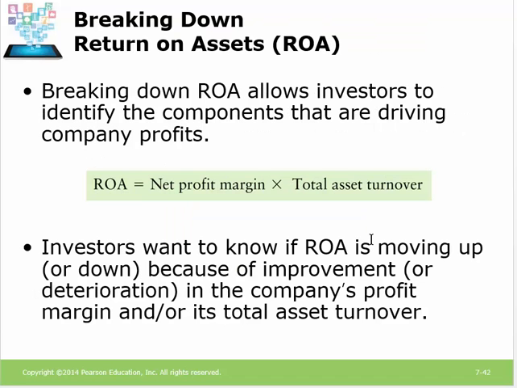We can break these numbers down. This ultimately is something referred to as the DuPont analysis. If you take net profit margin and multiply it by total asset turnover, you would end up with a ratio called return on assets. So again, if you want to understand why the company is performing poorly with respect to return on assets?